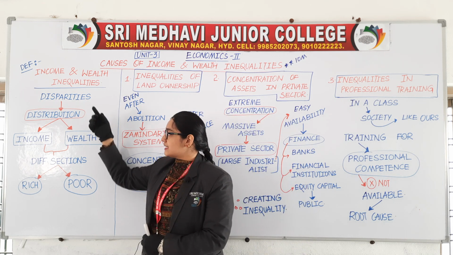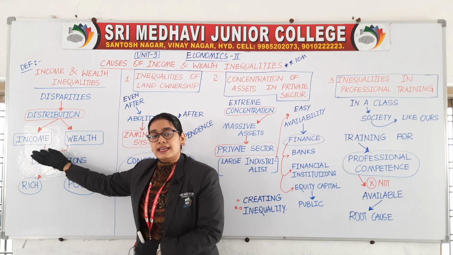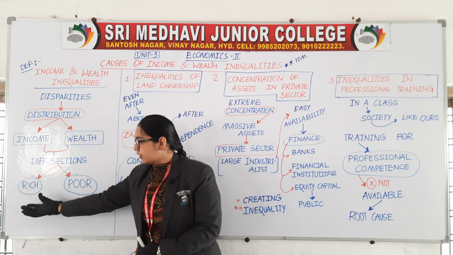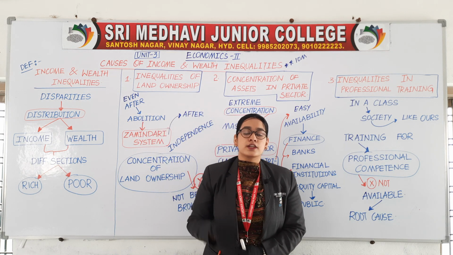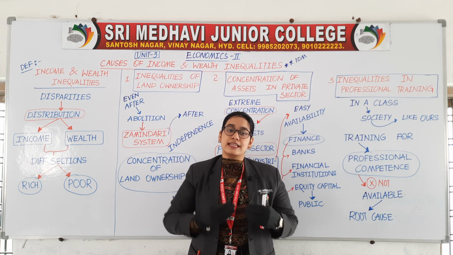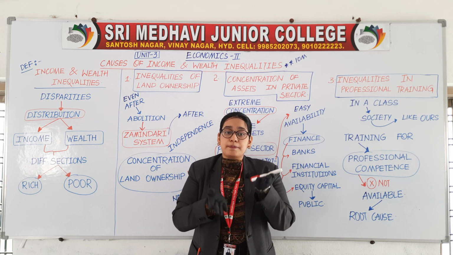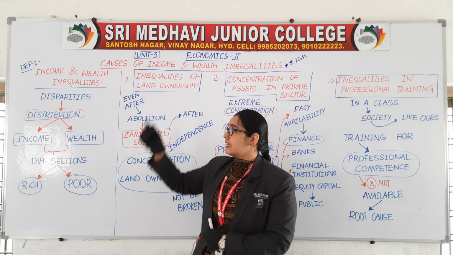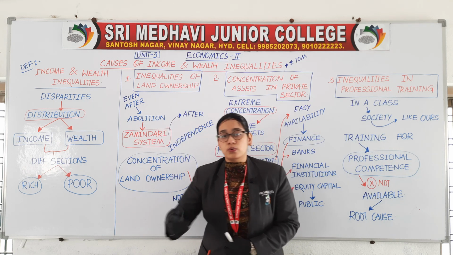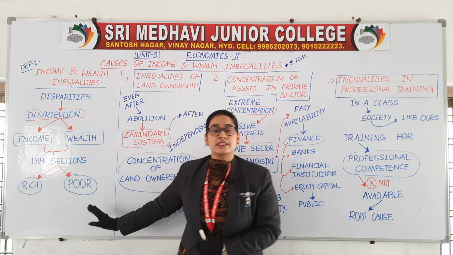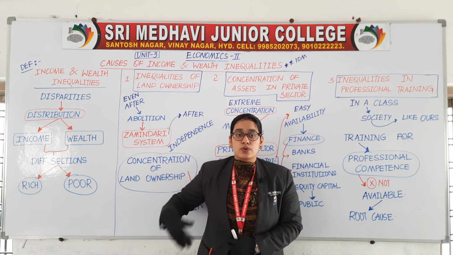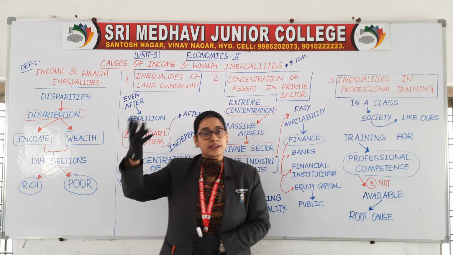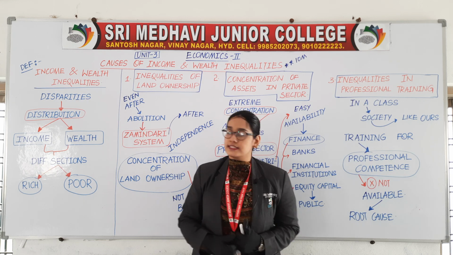So disparities in the distribution of income and wealth among different sections of rich and poor. So basically we are discussing what are the disparities which are arising in the distribution of income and wealth between whom? Between the rich people as well as the poor people. So how poor people are suffering and how rich people are becoming rich, we'll learn the causes here.